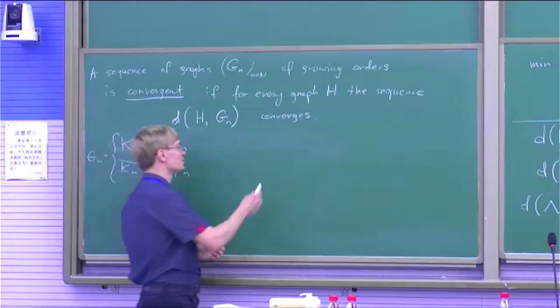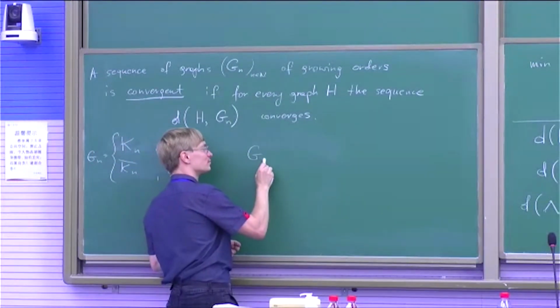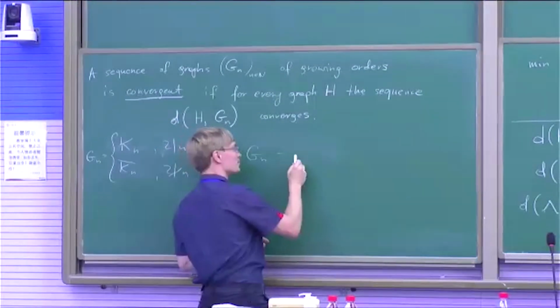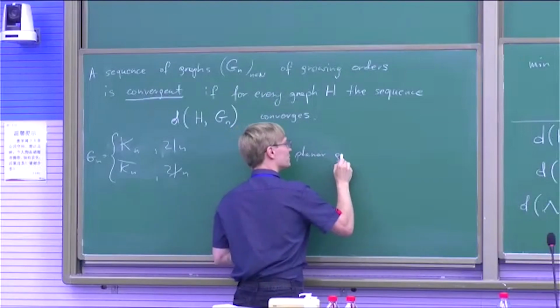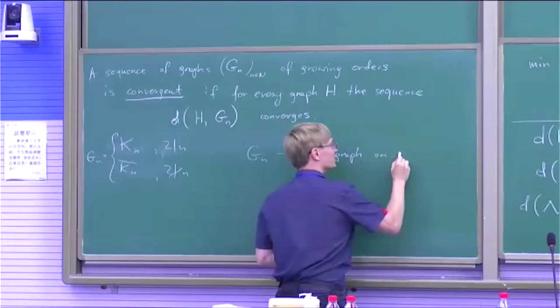Okay, so let's do a different example. Let's say that G_n is your favorite planar graph on n vertices.